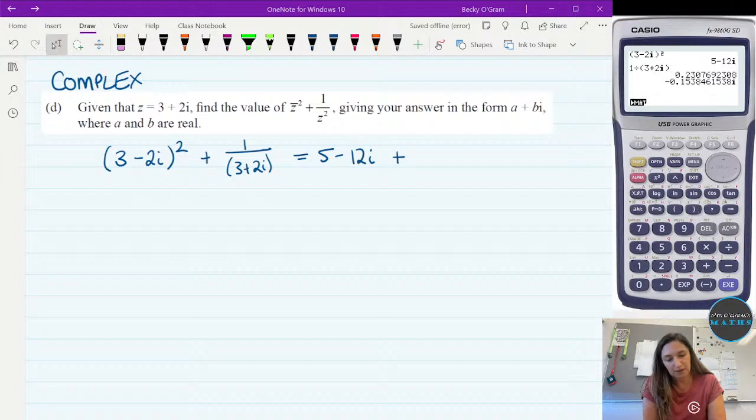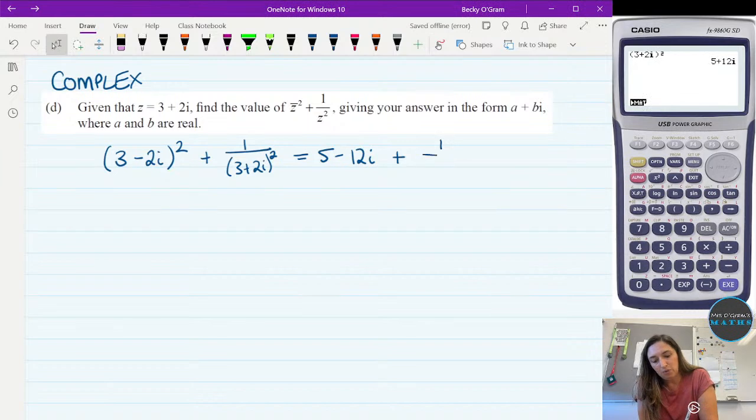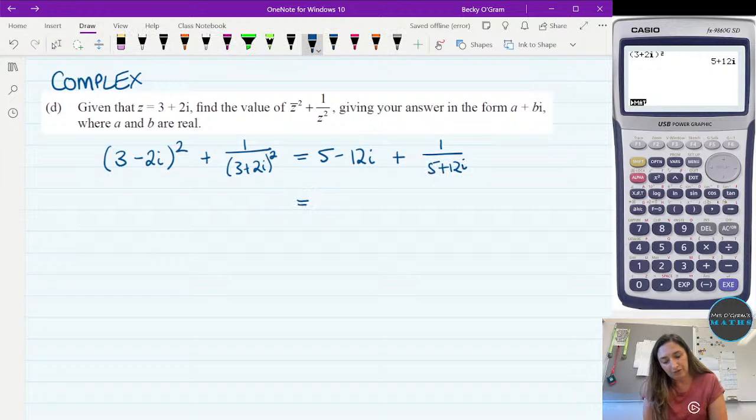That's not a nice... Oh, I forgot the squared. Whoops, there we go. So I'm just going to go back a step, and we'll do the 3 plus 2i and square that, so that'll be 1 over 5 plus 12i. And now if we do 5 minus 12i and we add on 1 divided by 5 plus 12i, like so.